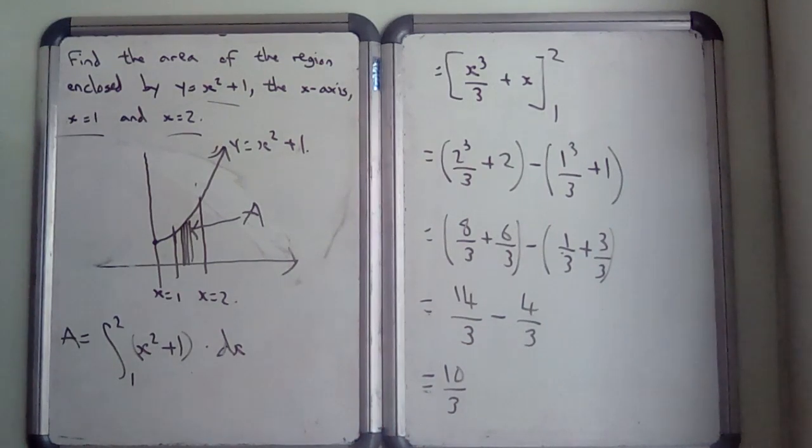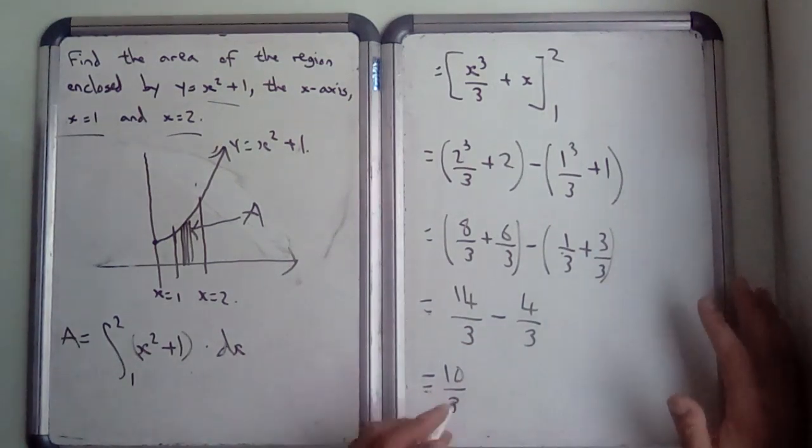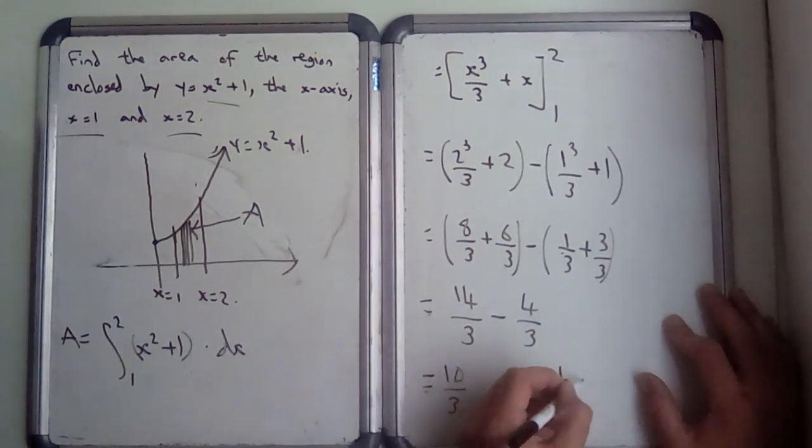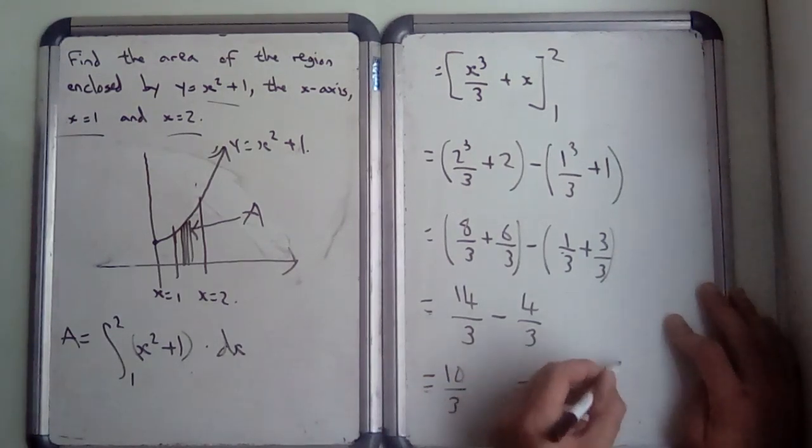So 3 goes into 10 3 times, 1 left over, so that must be equals 3 1/3 units squared.